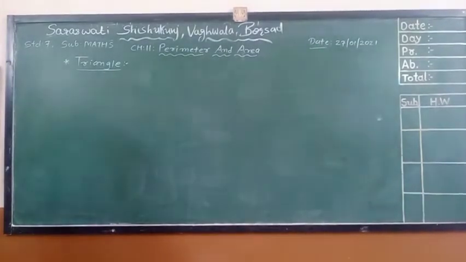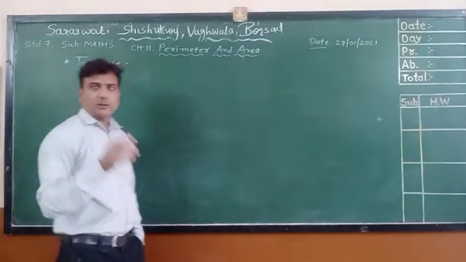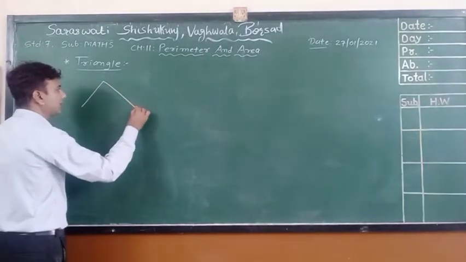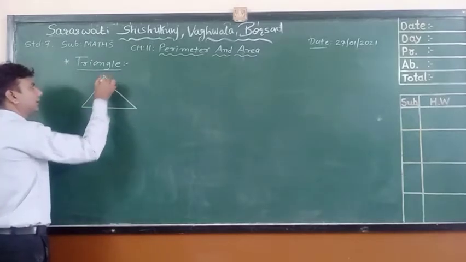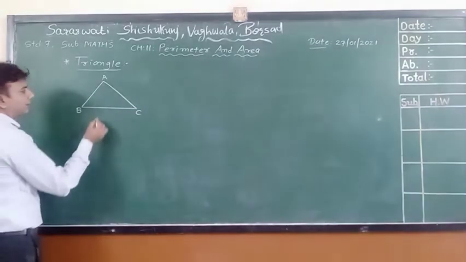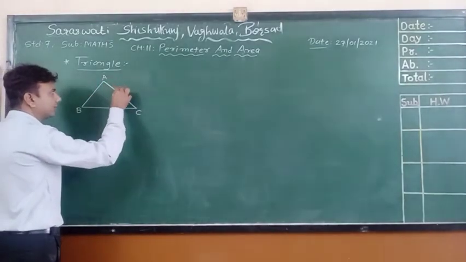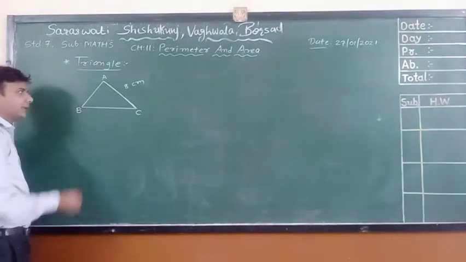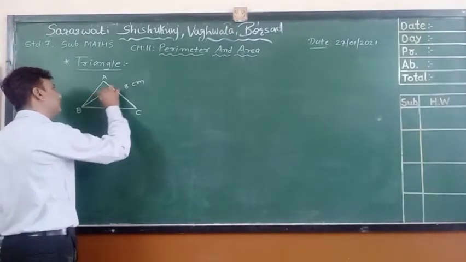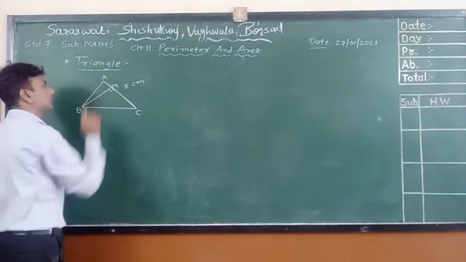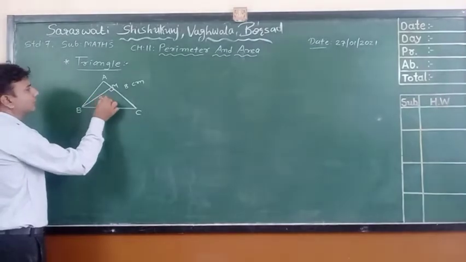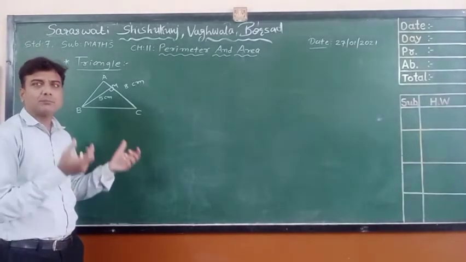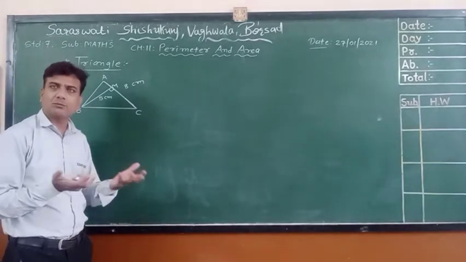Now let's take another example of a triangle. See this triangle ABC. Let's take this side as the base. The base measurement is given as 8 cm and the altitude corresponding to this side, meaning the perpendicular, is given as 5. Find its area. Both base value and altitude value are given, so we can find its area easily.